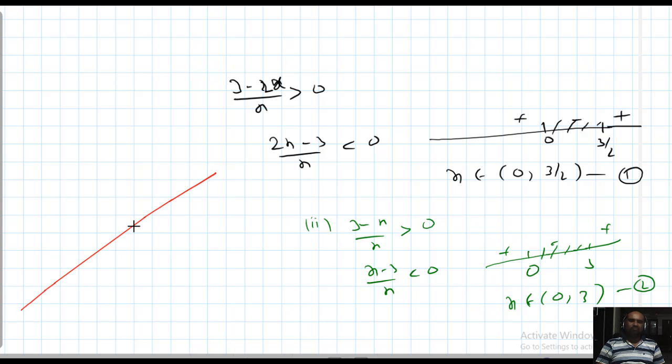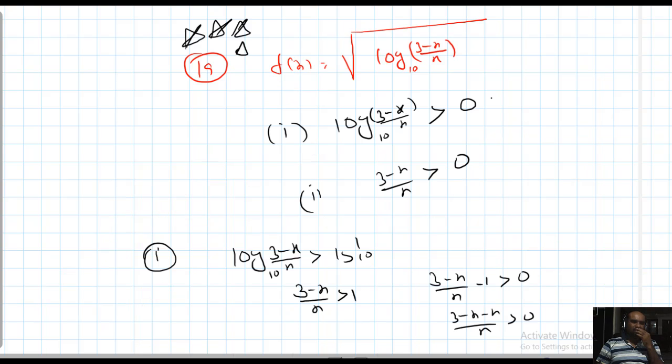Here, 0, 3 by 2, somewhere 3. First this one is saying 0 to 3. The second one, 0 to 3 by 2. Intersection is this one only, no? Therefore domain equal to open 0 to open 3 by 2.